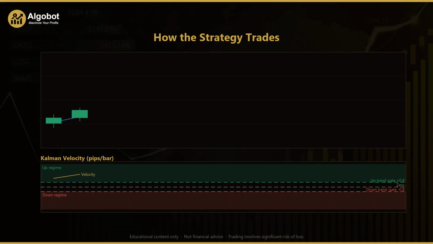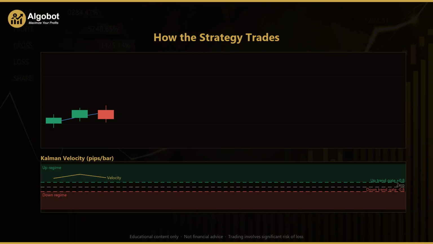Let's bring the whole strategy to life on this illustration. Along the top you can see the price candles, and running through them is the blue Kalman filtered level. Below, in the subpanel, is the estimated velocity, our direct read on the trend slope, with a green up gate line and a red down gate line marking the threshold the velocity must clear before trading is allowed.